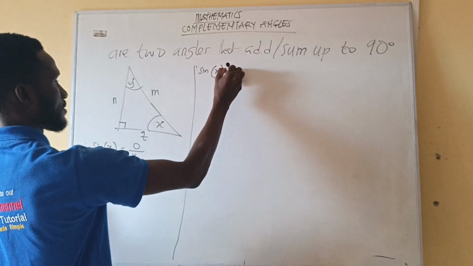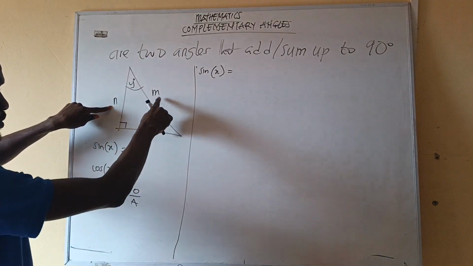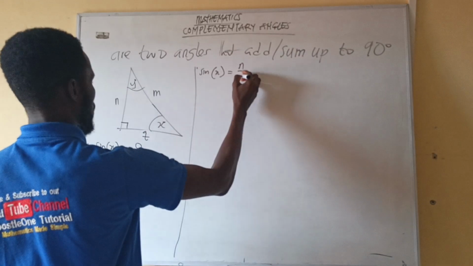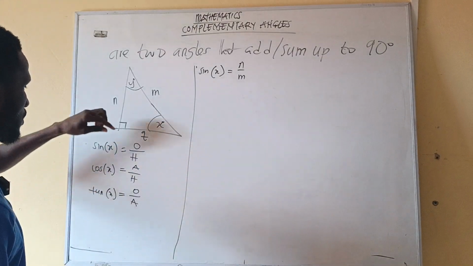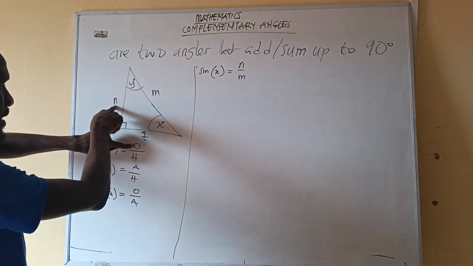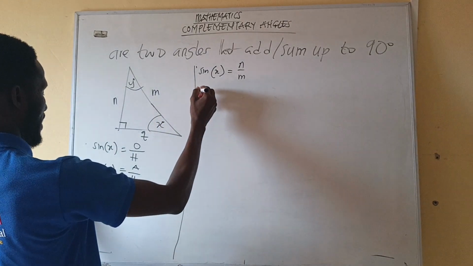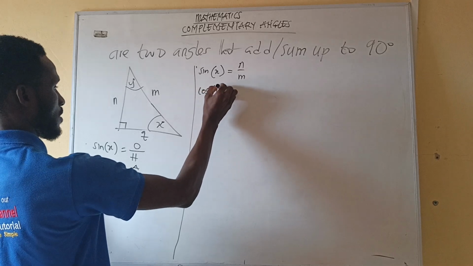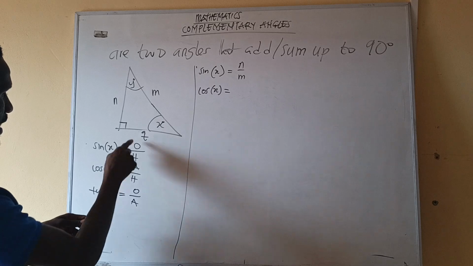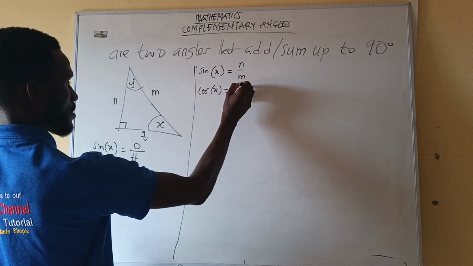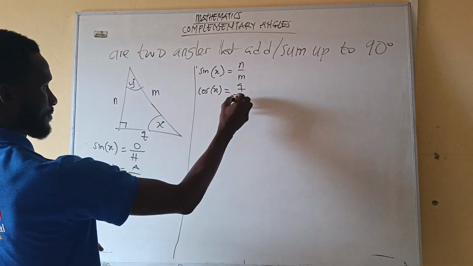Now, sine x. What is sine x? It is the opposite over the hypotenuse. So, it will be N over M. Right? The opposite is N, hypotenuse is M. Now, let me find cos x. Cos x is adjacent over hypotenuse. The adjacent here is Q, and the hypotenuse here is M.